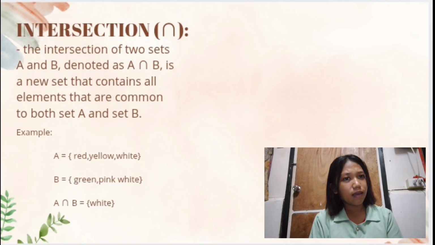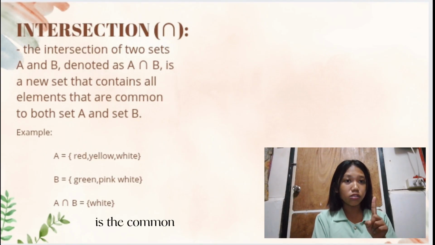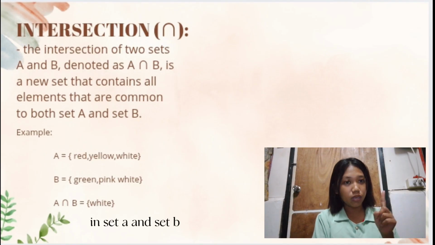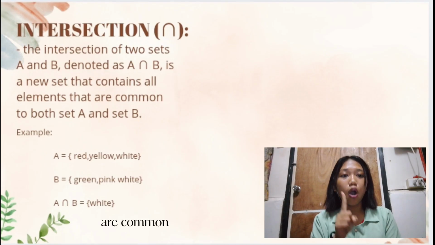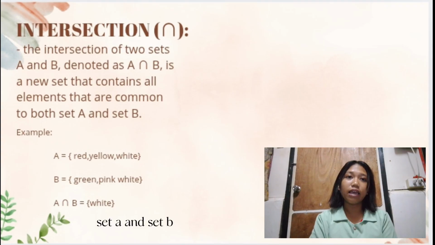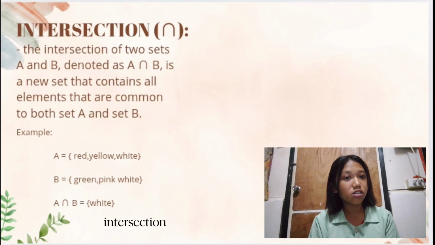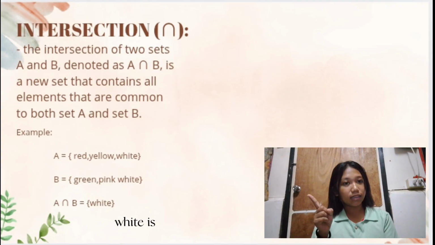Why white? Because white is the only element common to set A and set B. So intersection means the common elements in both set A and set B. That's why white is the intersection.